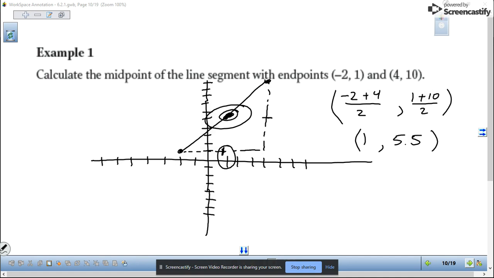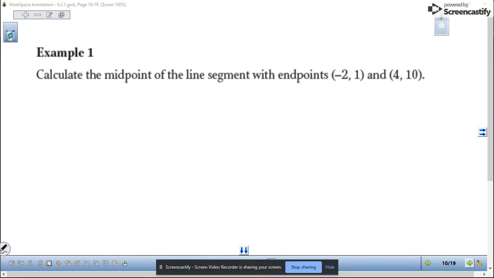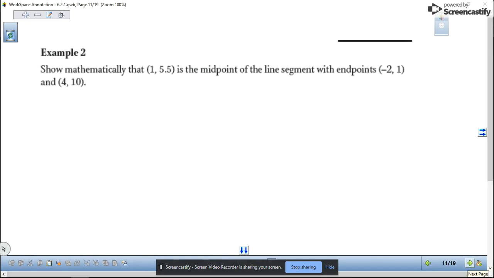So again, that's how you do your midpoint. Those are the easiest examples. Let's take a look at another one real quick, and then we'll do some harder ones on the next. All right, the next one.